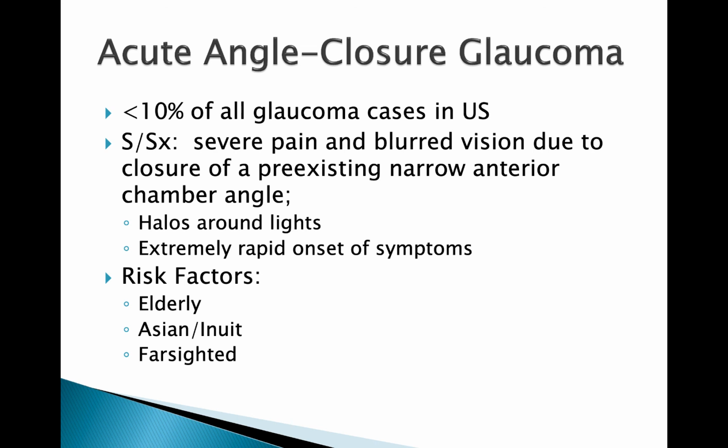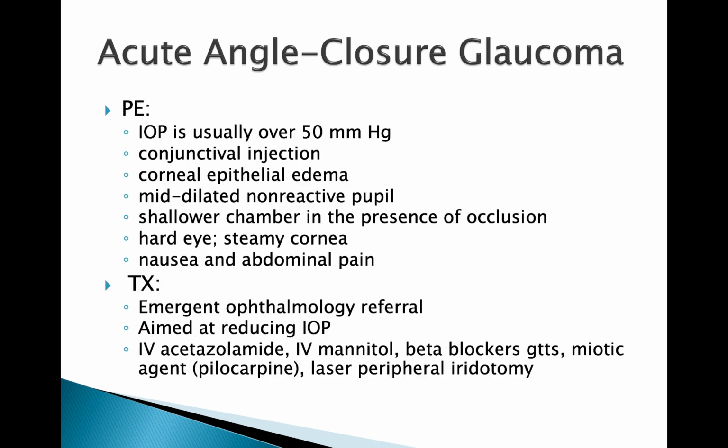So risk factors for this are the elderly and the Asian or Inuit population, because they have a congenitally smaller anterior angle. That's why this is very common elsewhere in the world. You go to countries in Asia, you're going to see this more commonly than you do here in the United States. And it's also more common in those who are farsighted based on the anatomy of their eye. They have a smaller anterior chamber as well.